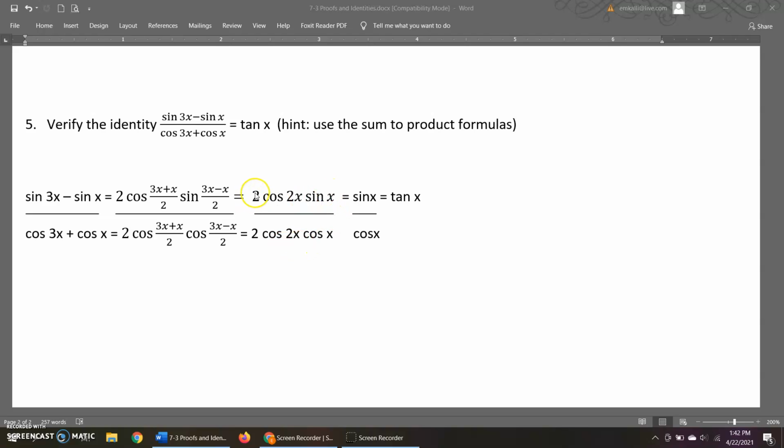Now I can just reduce. The 2's reduce, cosine 2x is reduced, so I'm just left with sine over cosine, and sine over cosine is tangent. So this side, my left side, is tangent x, which matches my right side. So that's it for this one.